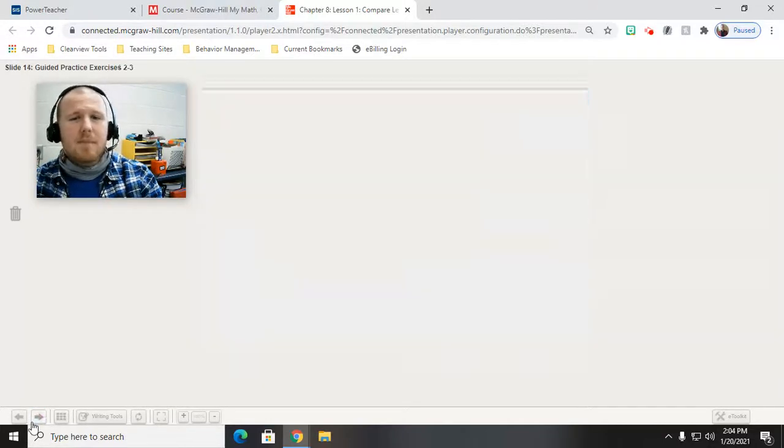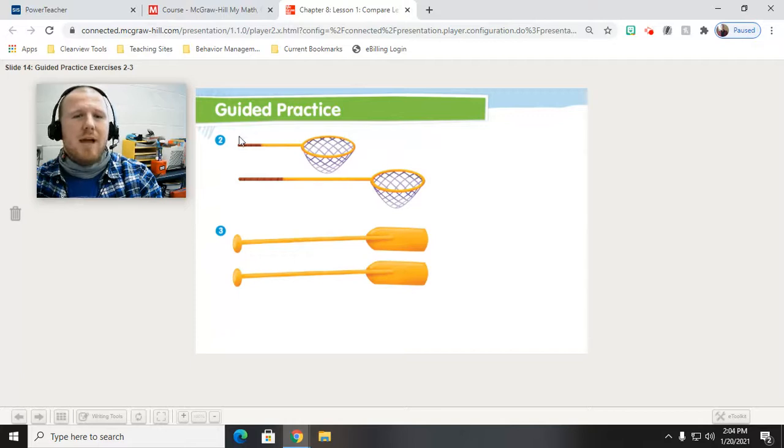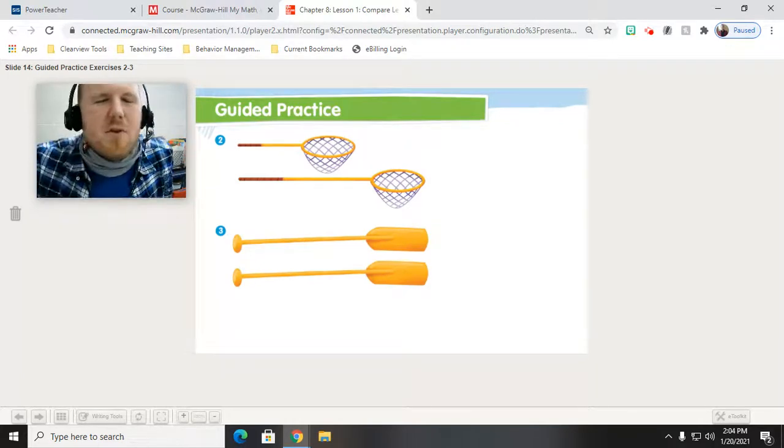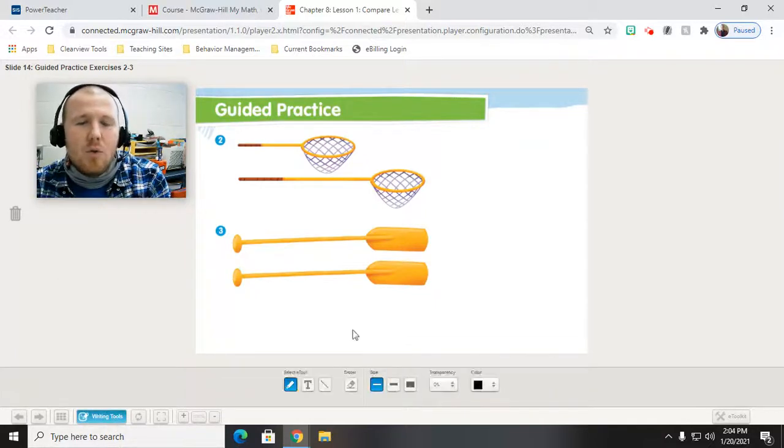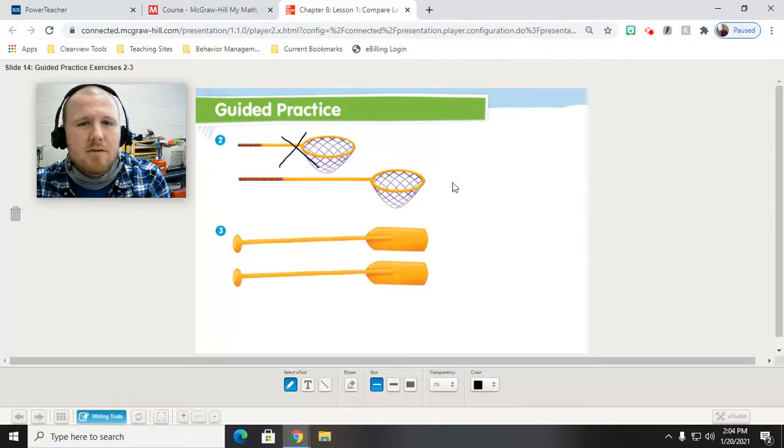So let's take a look down here. So they're talking about camping, remember? So they have camping stuff going on. All right. So they have these nets. And so we have to circle what's longer. So which one is longer? They both start down here, but this one ends right here. So it's shorter. I'm going to cross that one off. And I'm going to circle this one because it is longer.